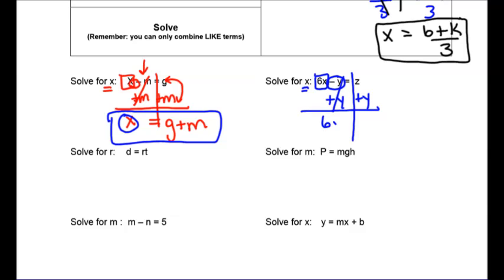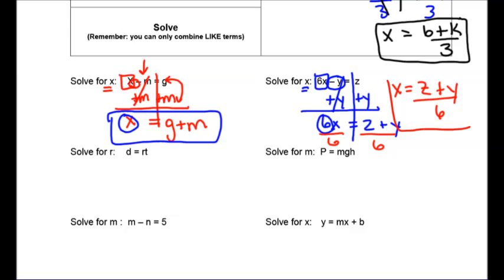So I get 6x equals z plus y. Now, ask yourself, is that x by itself? No, it's not. I need to get rid of this 6. I have to undo it. So this 6 and x are being multiplied. What's the opposite of multiply? Divide. So I get x equals z plus y over 6. And that's the answer for that one.